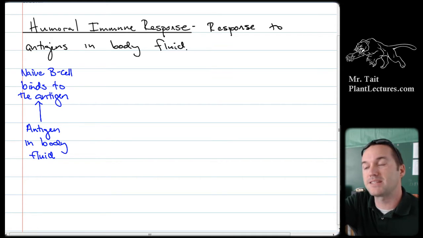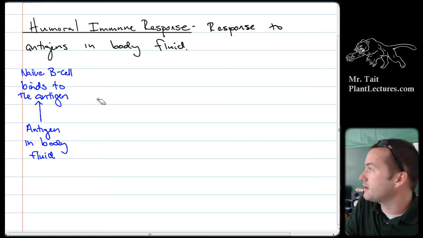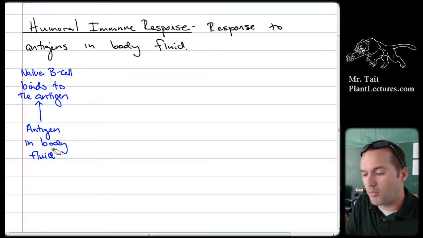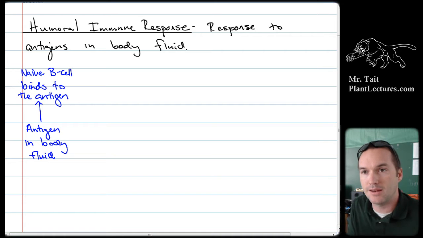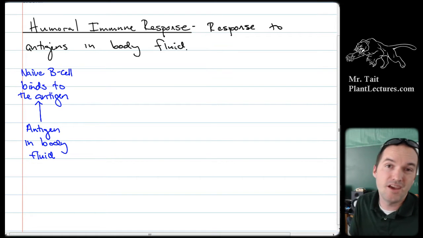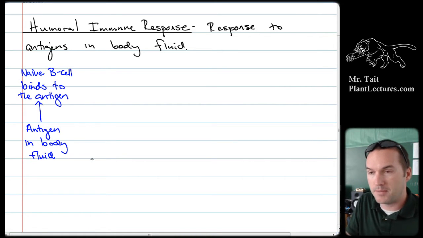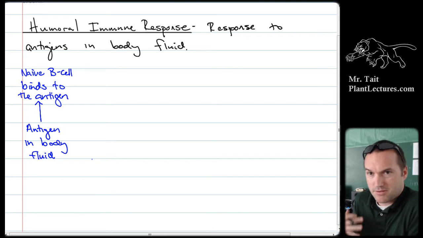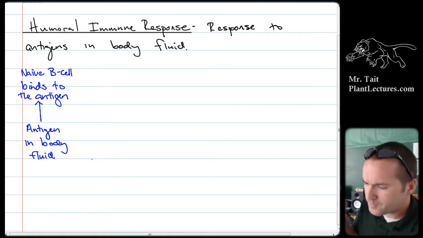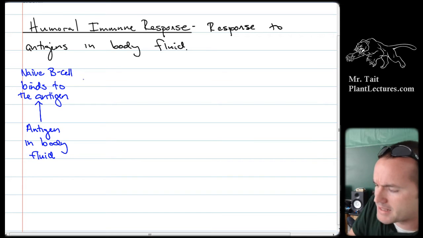And so sometimes it takes a little while between step 1 here and step 2. Okay? So step 1, the antigen is in your body fluid. And then it might take a week before one of these B cells actually comes across this antigen and can attach to it. And at that point, you're pretty sick, because that virus has had a chance to spread throughout your entire body, and you're feeling the symptoms already. Okay? So, naive B cell binds to the antigen.